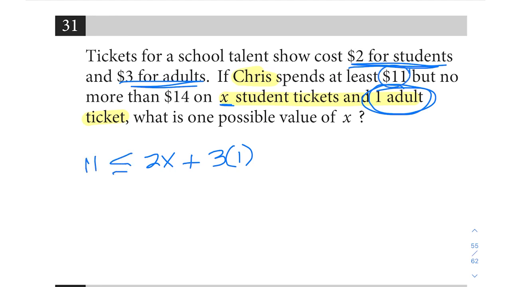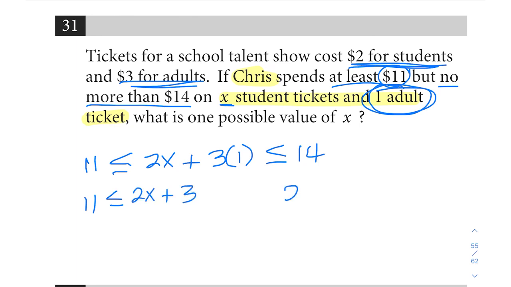And then they give us a range of values here. At least 11 means greater than or equal to 11. And then no more than 14 means less than or equal to 14. So we have a range of values here. This is something we refer to as a compound inequality, and we can solve both sides separately. You can treat it as if it's two separate inequalities.